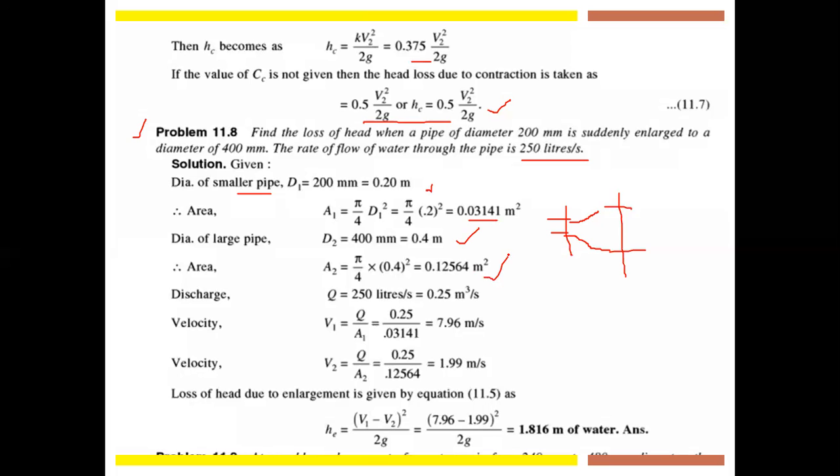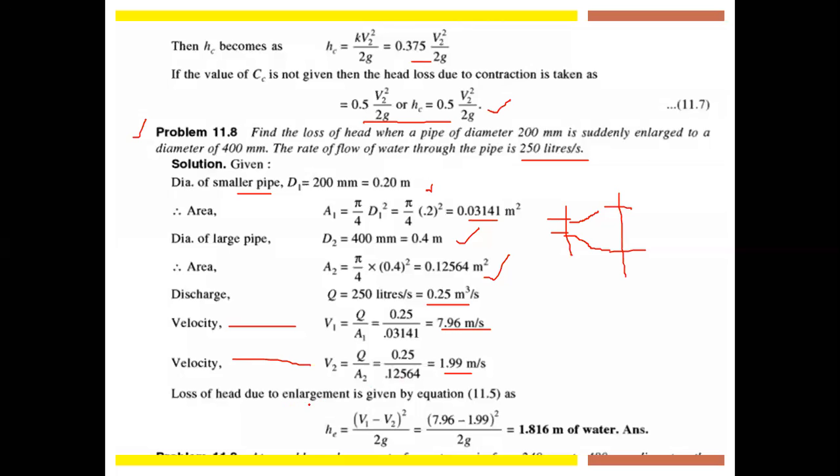Next, what is the discharge? Discharge is 250 liters per second. Therefore 250 into 10 to the power of minus 3, and you get 0.25 meter cube per second. Then we have the areas. See the velocity V1. V1 is equal to Q by A1, that is equal to 7.96 meter per second. Next, velocity V2 is equal to Q by A2, that is equal to 1.99. Then what do you have to find? You have to find the loss of head.